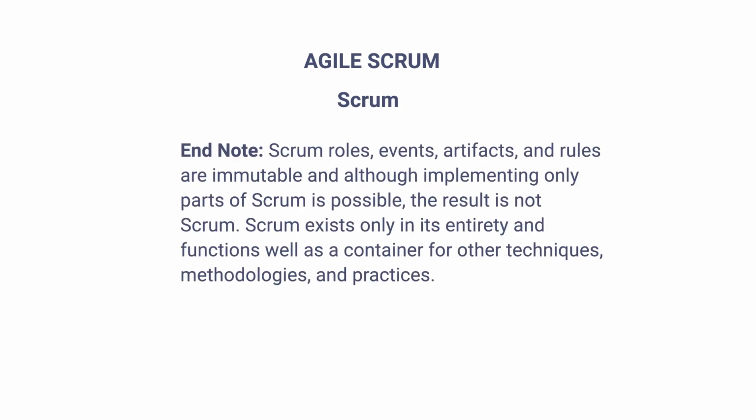End note. Scrum roles, events, artifacts, and rules are immutable, and although implementing only parts of Scrum is possible, the result is not Scrum. Scrum exists only in its entirety and functions well as a container for other techniques, methodologies, and practices.